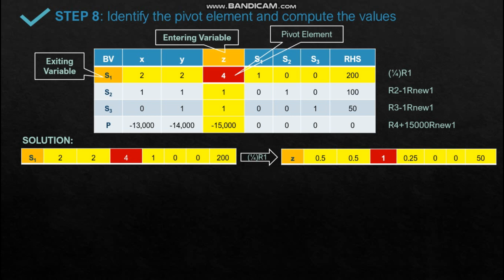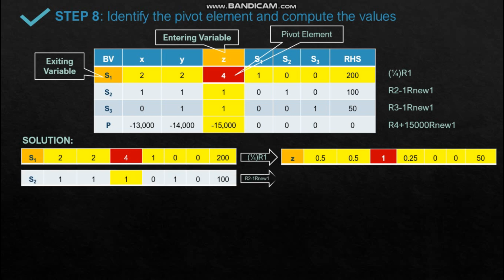So the next value is 2. 1/4 times 2, the answer is 0.5. 2 times 1/4 is 0.5. 1 times 1/4 is 0.25. 0 times 1/4 is 0. 1/4 times 0 is 0. 1/4 times 250. So the next element is S2.